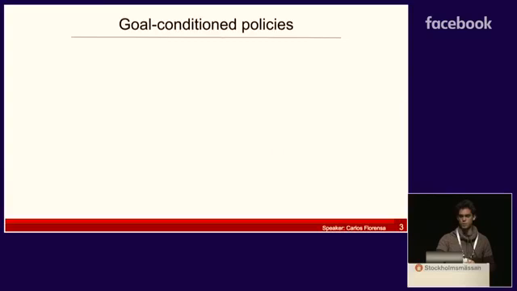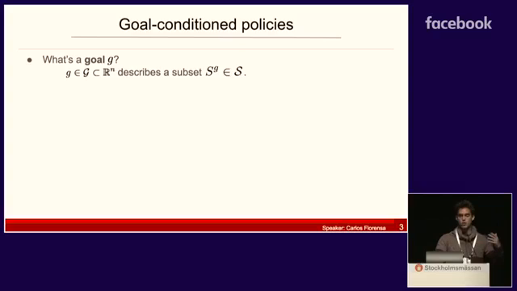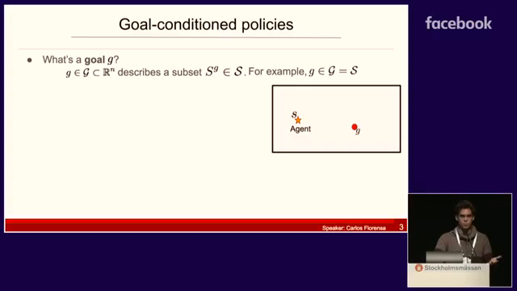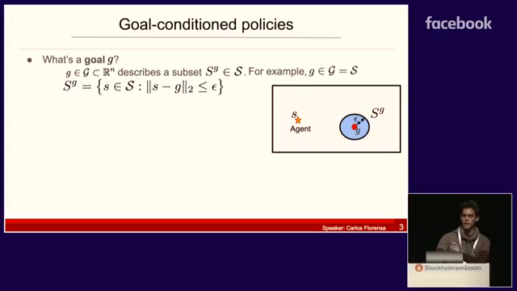Let's give a few definitions so that we can all follow better. What is a goal? In my case, it will be just a goal in a goal space that describes a subset of the state space. A very simple example of this would be that the goal lives in the state space itself. So this would be a simple illustration. And in this case, it would be very easy to define these states by simply a metric. But this is not needed for our framework. This is just an illustration. And this will be the set of states that this goal is describing.